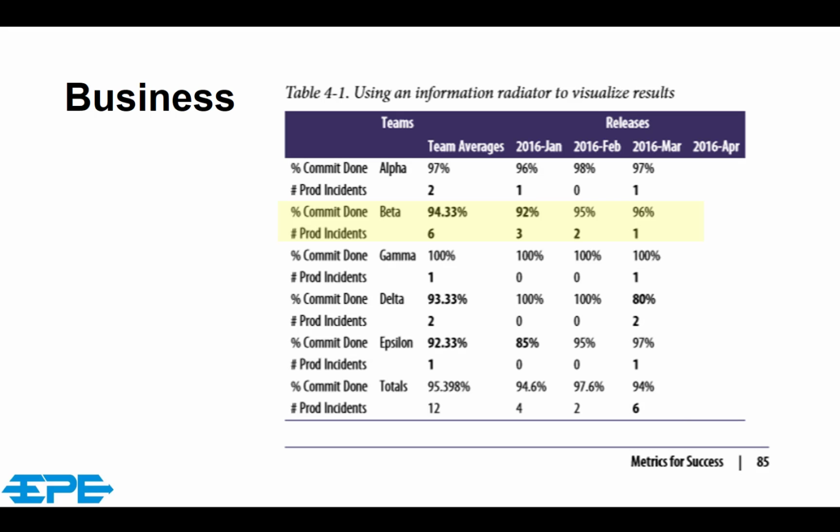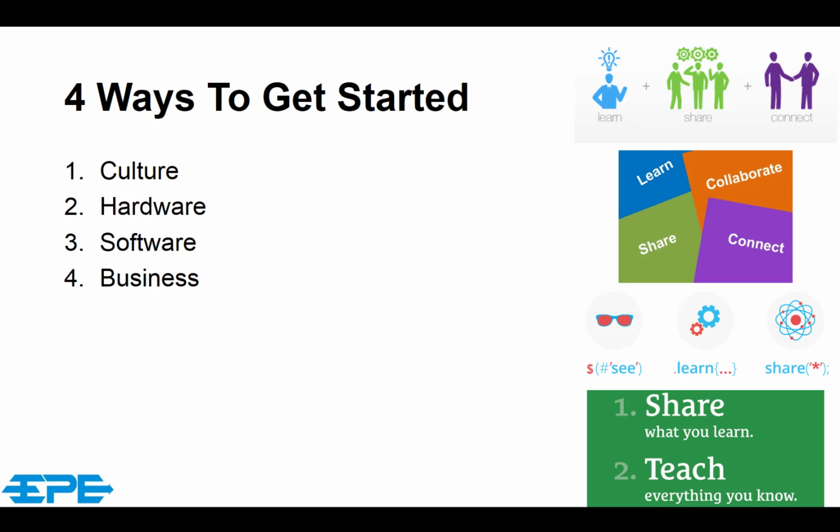It becomes interesting as the team starts asking the questions of themselves. What is it that we're doing wrong? Look at the Gamma team. They're nailing it. They're at 100%, and they've had 1 production incident over the first 3 months of 2016. So what is it we can learn from them? So again, focusing on that business value, the commitment of what's done to the business, as well as production incidents impacting the business. So these are really the quick highlights.